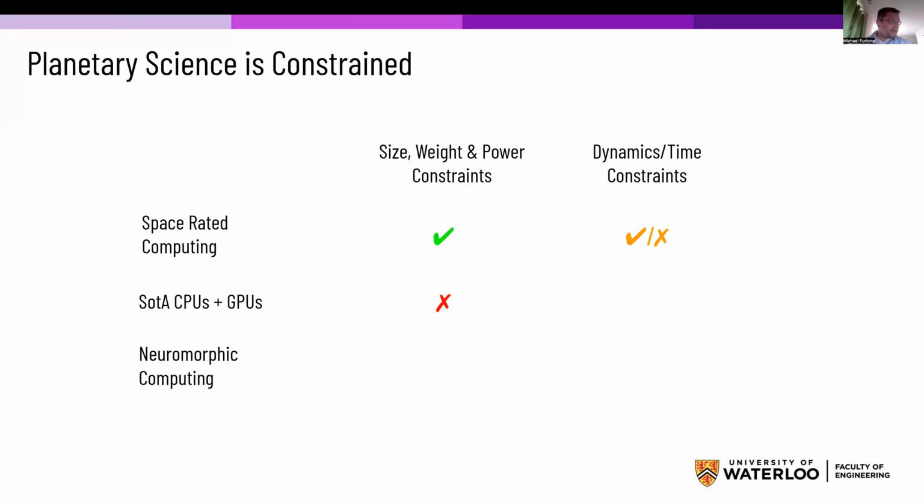On the other hand, we have state of the art CPUs and GPUs, which do not meet the size, weight, and power constraints, or broadly don't. And if they do, they haven't been radiation hardened. I have a graphics card whose max power consumption is greater than the power budget of the robot that I worked on in my PhD. So this is almost a non-starter.